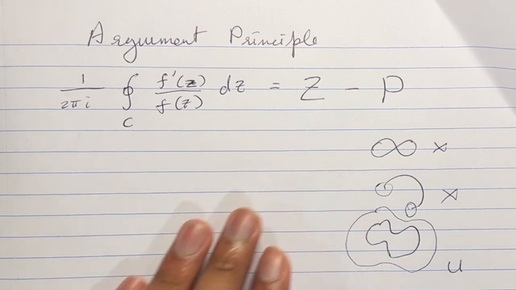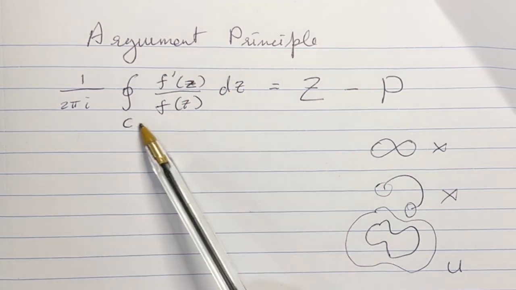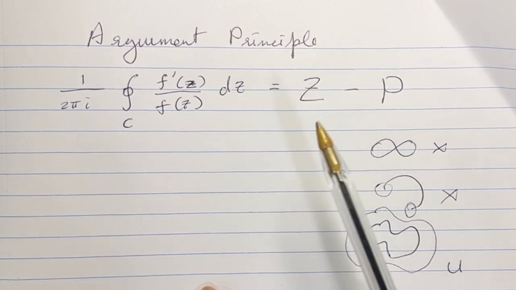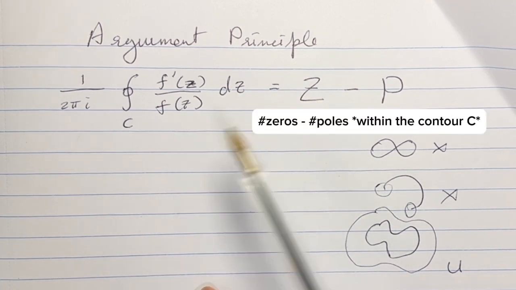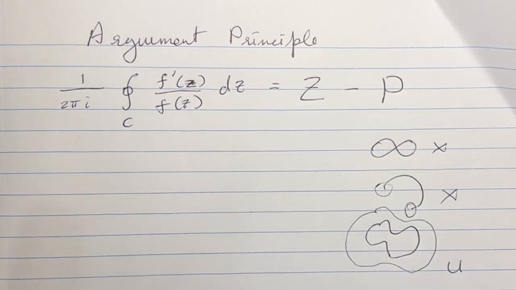Then this holds. The integral of the complex derivative of f over f, dz, over that contour is Z, which is the number of zeros of this function, minus P, which is the number of poles of the function. So how does the proof go? Let's have a little bit of an outline of what the proof looks like.